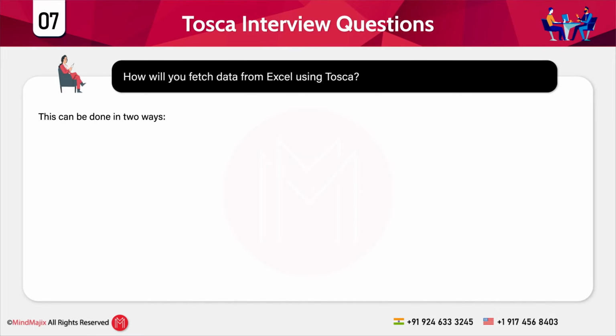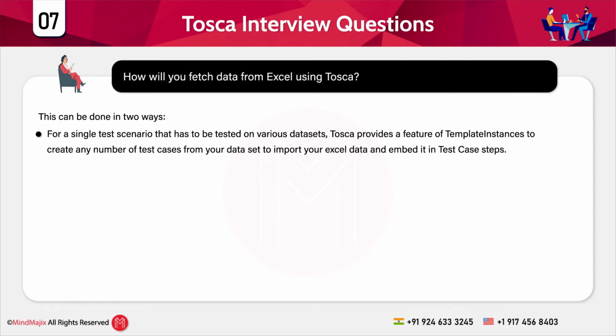Okay, so for a single test scenario that has to be tested on various data sets, Tosca provides a feature of template instances to create any number of test cases from your data set, to import your Excel data and then embed it into test case steps. And the second way is to import the data from an external source with the help of Excel engine. So these are the two ways by which you can fetch the data from Excel using Tosca.